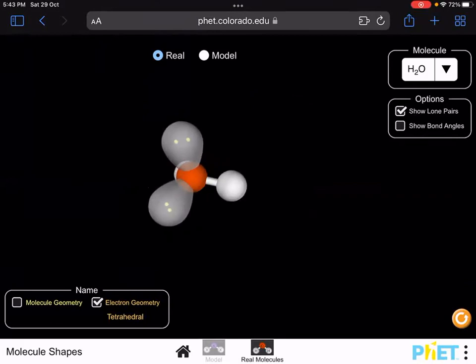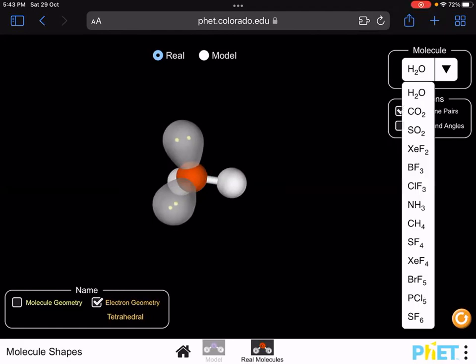So look now, this one is towards you. The white one is at the backside. But these two are the same thing. You can take the SF4 molecule.